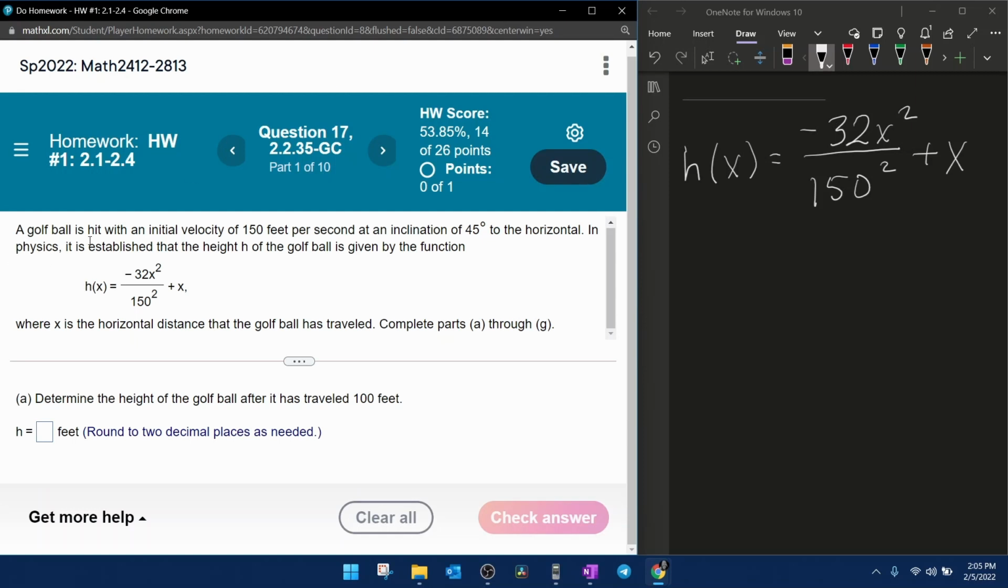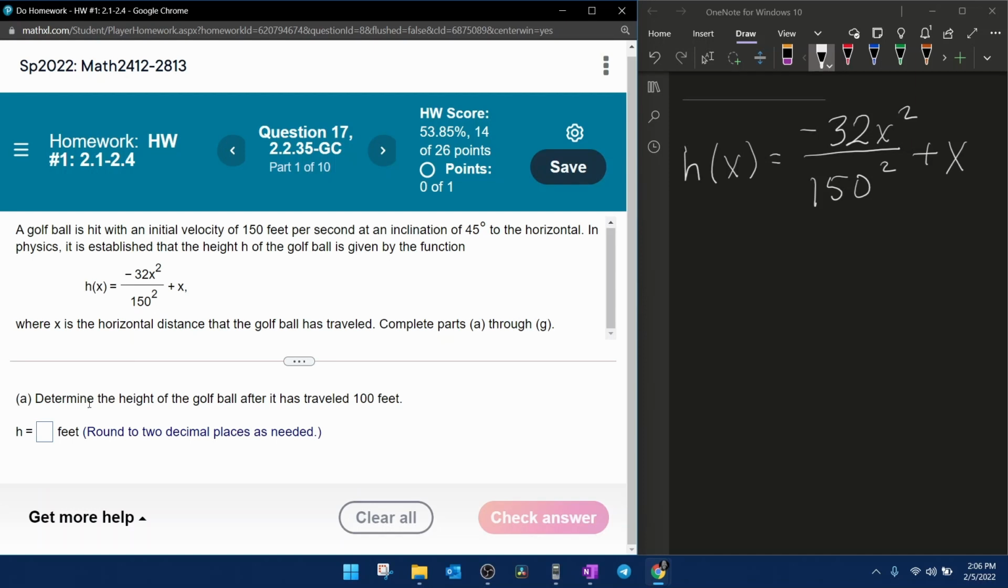A golf ball is hit with an initial velocity of 150 feet per second at an inclination of 45 degrees to the horizontal. In physics, it is established that the height h of the golf ball is given by the function. Here we have a function given to us, where x represents the horizontal distance that the golf ball has traveled. What does h of x represent? H is the height. X is the horizontal distance.